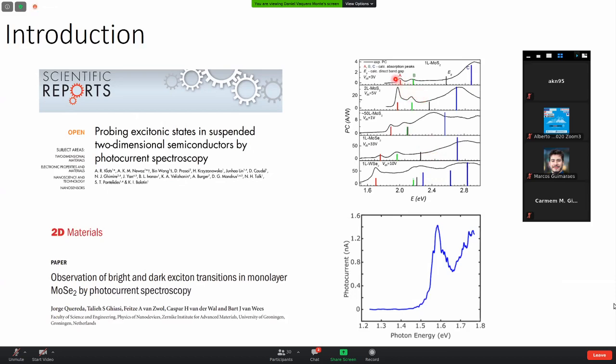We observe here that the excitonic peaks in the spectrum are very broad, and this is a problem to fully resolve different excitonic transitions in the different spectra. So what we have done to improve the quality of the spectrum is to introduce the low temperature.